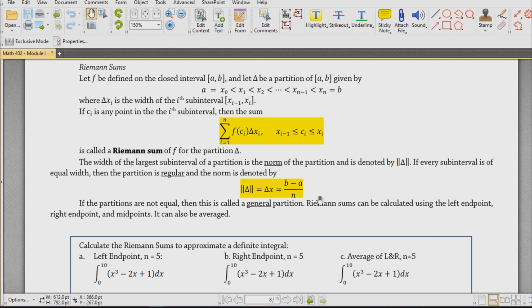Now, if the partitions are not equal, we call this a general partition. When we try to draw this, we usually assume a general partition. But when we want to solve for the Riemann sums, it is always a must to use the regular partition, because we cannot solve it when we don't have any particular value of the width. So the Riemann sums can be calculated using the left endpoint, right endpoint, and midpoint. It can also be averaged.